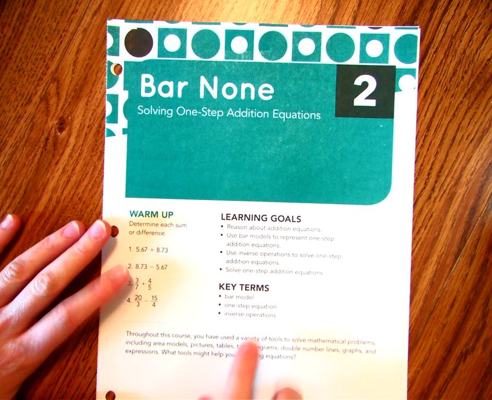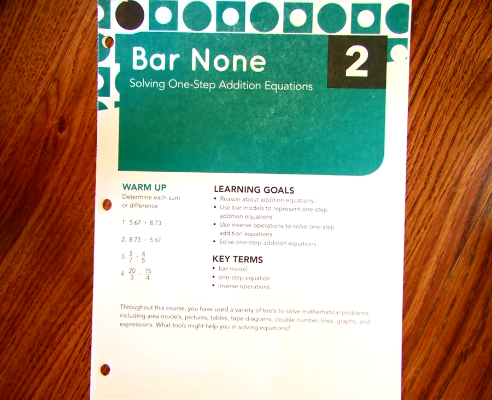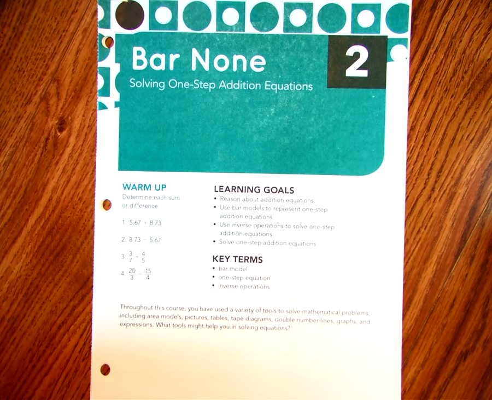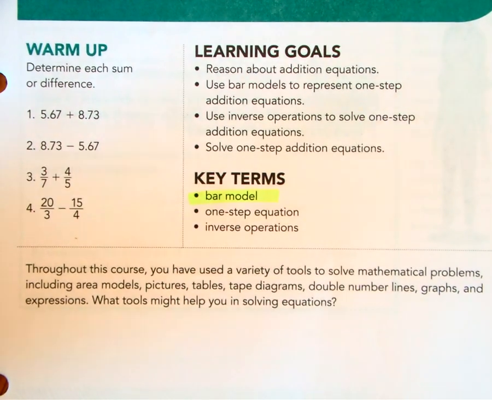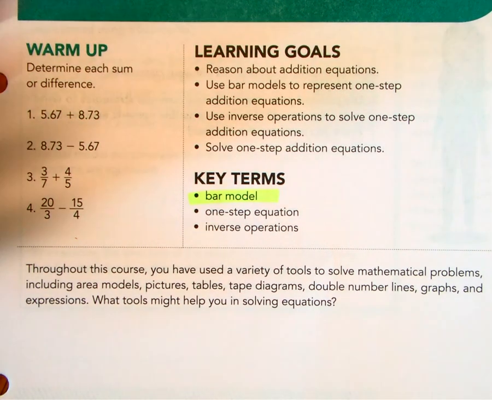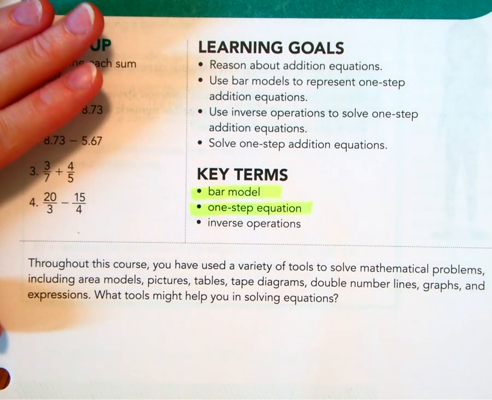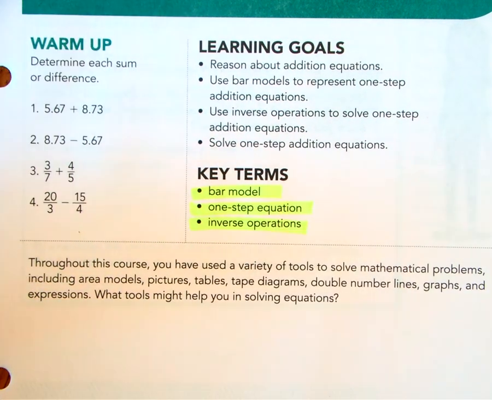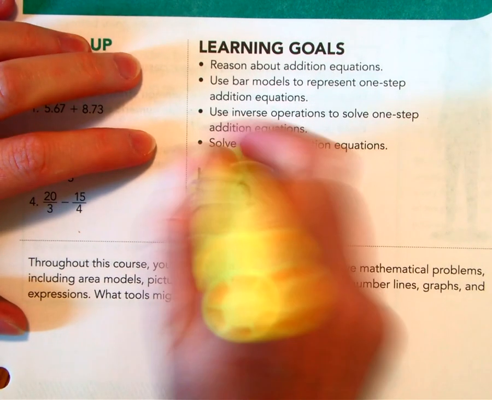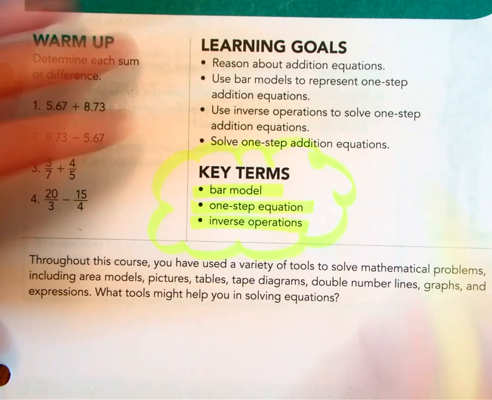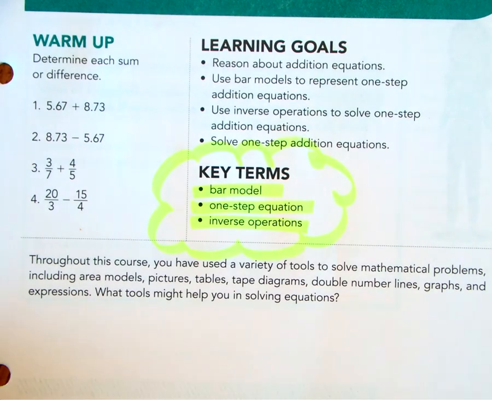So we are looking at some important vocabulary today. We've got a bar model, which is a super helpful visual model for algebra, and I love it, and I wish they had it when I was a kid, but they did not. One-step equations, and we're also going to talk about inverse operations. So these are your important vocabulary terms, and I'll explain all of them as we go.